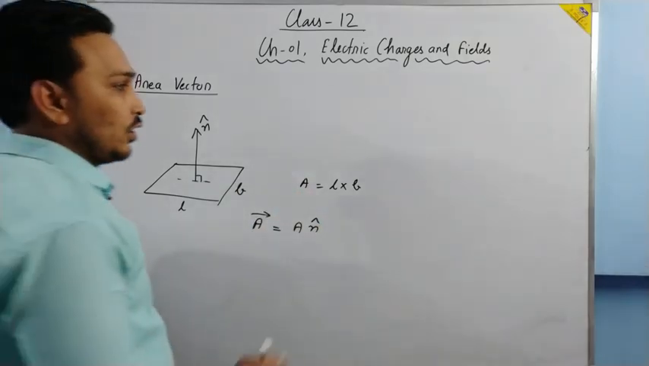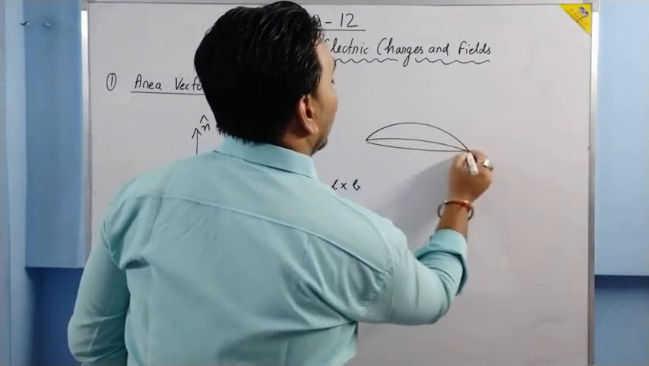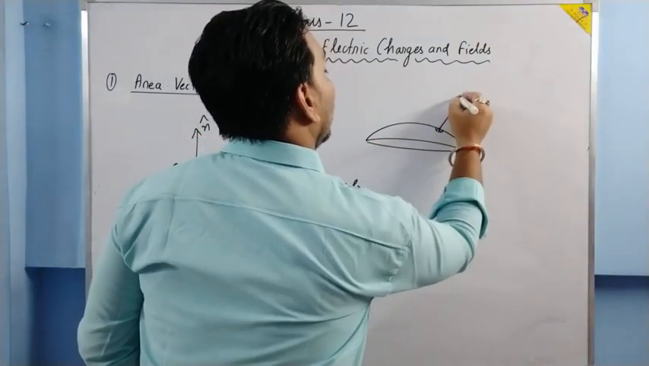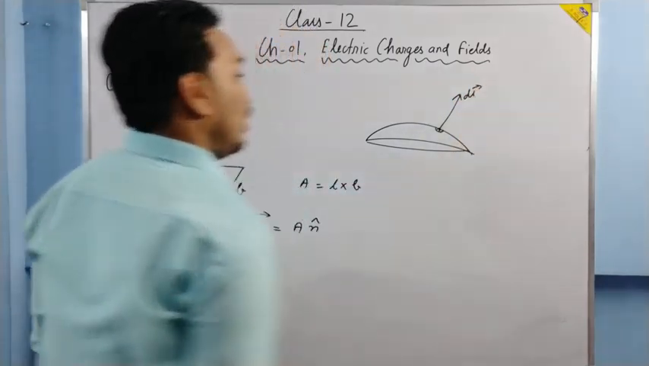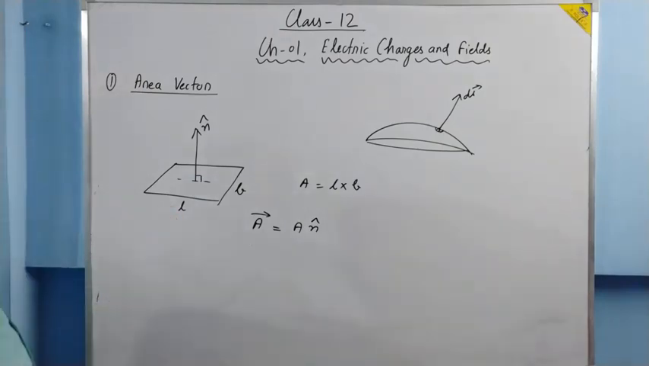If the surface was curved, then what we have done? We have taken a small area element and it is taken perpendicular outward. Is it clear? This is the first thing we understand.